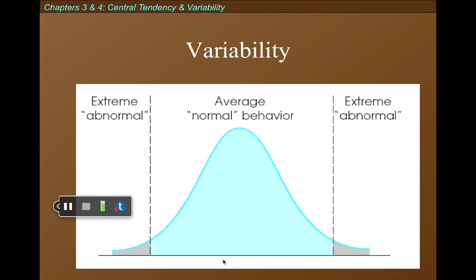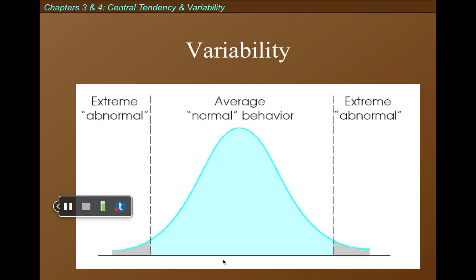Next, we're going to talk about variability. How much do scores vary? Are they all close to the same, close to the middle, close to the mean? Or do we have scores that are extreme, that are very spread out and very far away from the middle? That's what we talk about when we talk about variability.